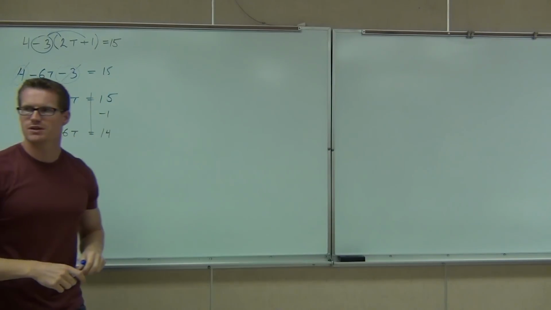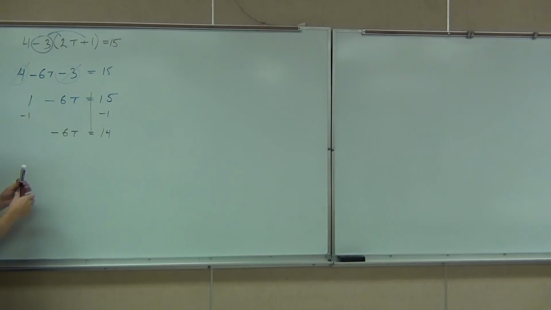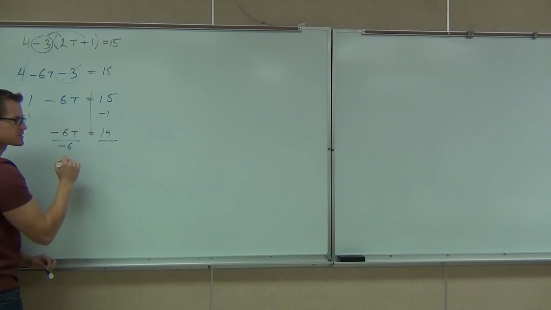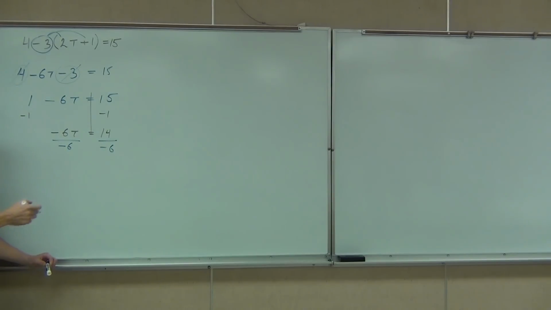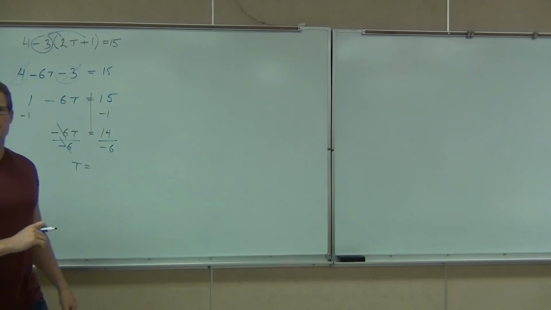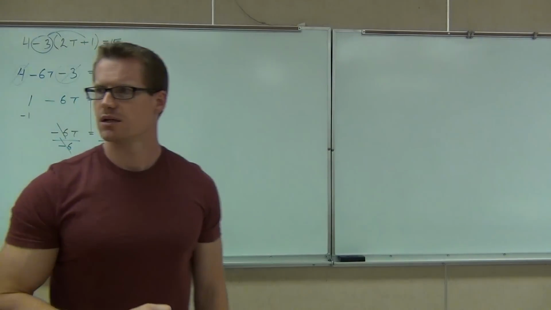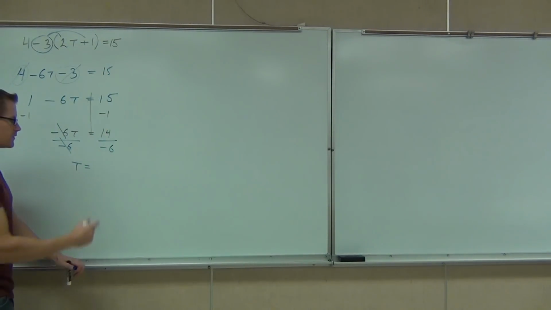What is my coefficient in this case, folks? Negative 6. So what do I divide by? Negative 6. Am I dividing by t in this case? No, we want to leave the t there. I'm just dividing by negative 6 because all I really care about is getting rid of that number. On the right-hand side, oh, wait a minute. Does negative 6 go into 14? No, we're just going to leave it. Leave it 14 over negative 6 for right now.